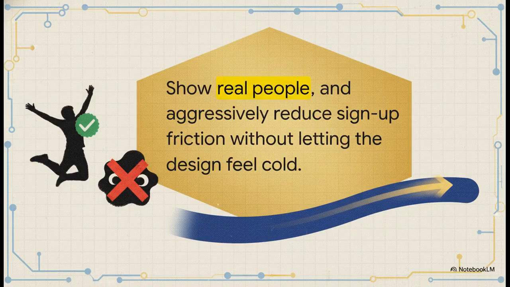From all that data, the AI summarized an overarching strategic lesson for us. The winning pattern across all these top apps is super clear. Show real people, not mascots, and aggressively reduce sign-up friction without letting the overall design feel cold or overly corporate. Normally, you'd spend hours synthesizing this exact kind of insight to present to a client. Now, it's just handed to you on a silver platter.